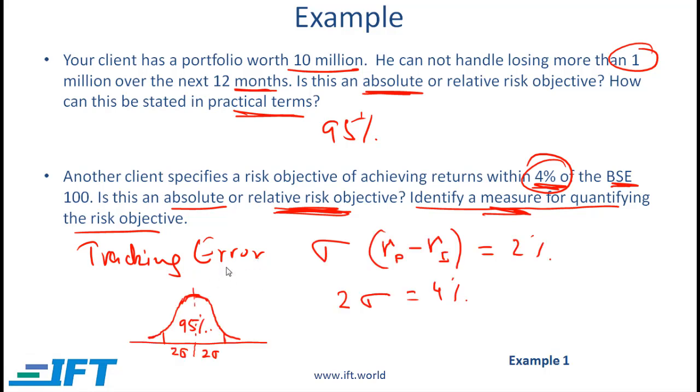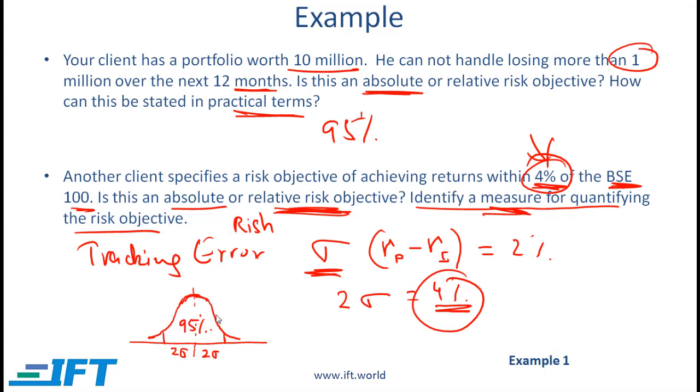The tracking error or tracking risk is the standard deviation of the difference between the portfolio return and the index return. The index in this case is the BSE 100. If that is 2%, in other words, the tracking error is 2%, then 2 times the tracking error here is the sigma, 2 sigma is 4%, which is what the client is looking for in terms of his risk objective.